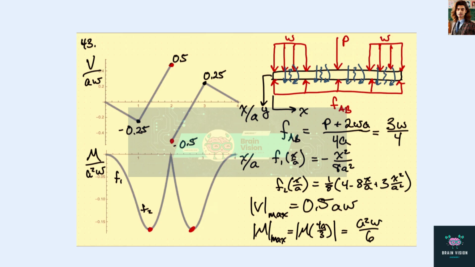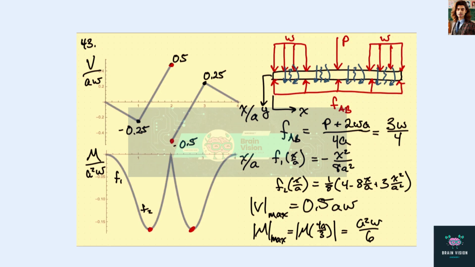So in problem 43 here we have a beam, and it's supported on the ground where we're assuming that the reaction is uniformly distributed. So what we need to do is figure out the total force acting on the upper part of the beam, and then divide that by the total length of the beam to figure out what this distributed load is here.